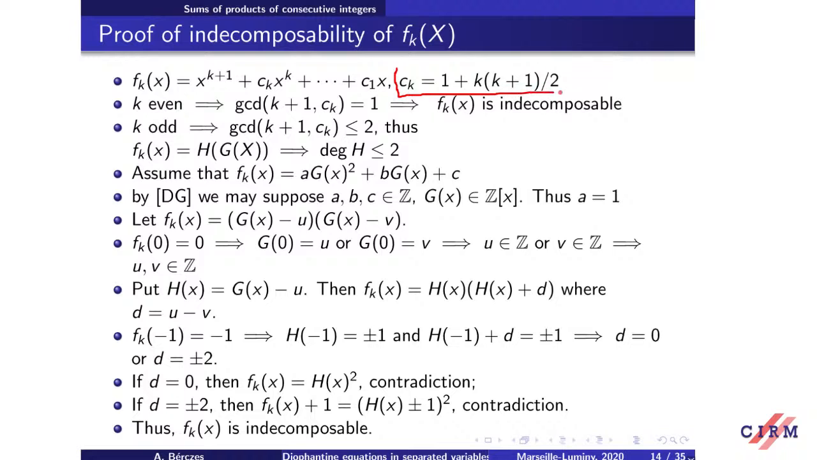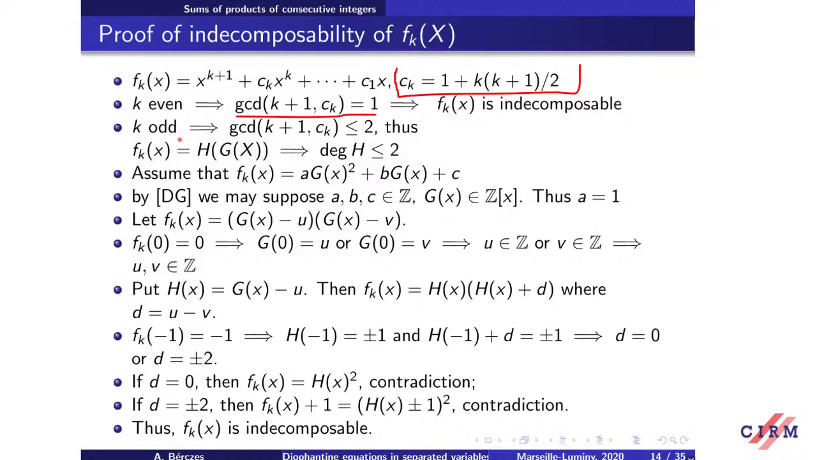It is not very hard, I would say it is very easy, to compute ck, which is 1 plus k times (k plus 1) over 2. Now, when k is even, this is k plus 1 times an integer, and if I add 1, that is co-prime to k plus 1. So in this case, by the theorem of Dujella and Gusić, fk of x is indecomposable. This is the easy case.